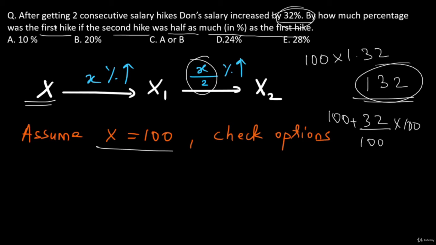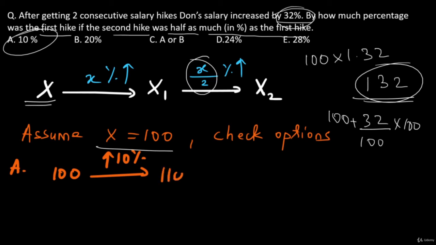Option A says that the first hike is 10%, and in that case, the second hike would be 5%. So you start with 100, you increase it by 10%. 10% of 100 is 10. So 100 plus 10 gives you 110, right? And from 110, you increase it by 5%. That gets you to 115.5, because 5% of 110 is 5.5. And that is not equal to 132. Therefore, answer option A is not correct.